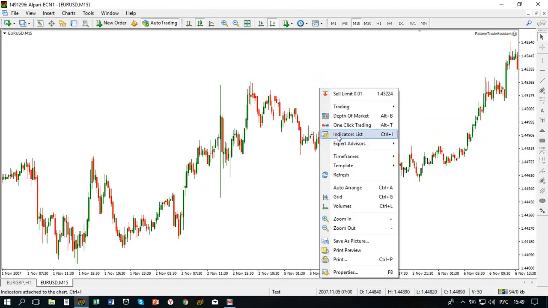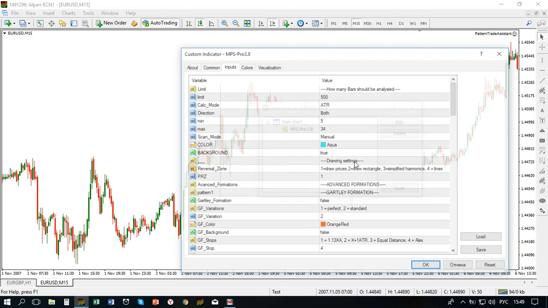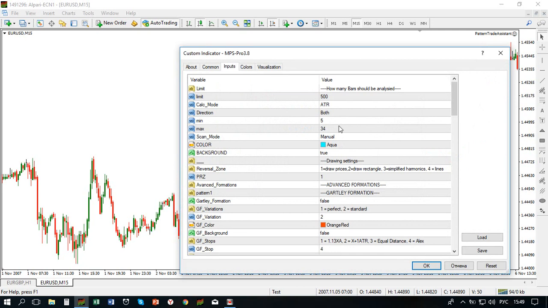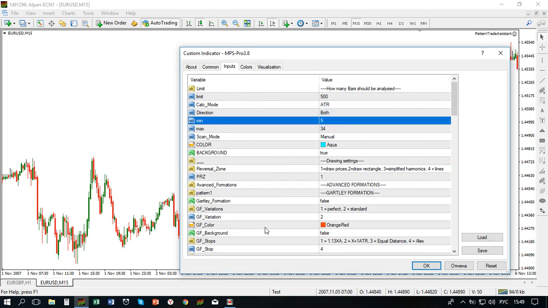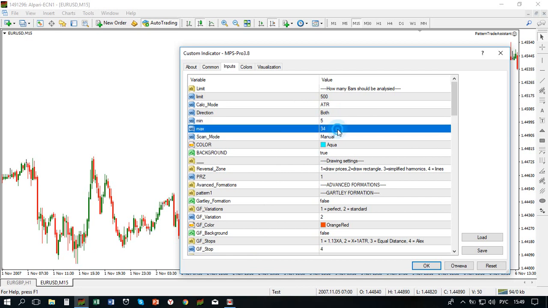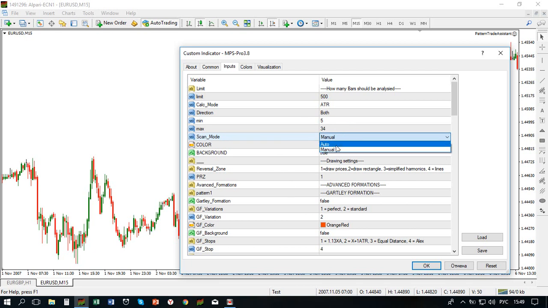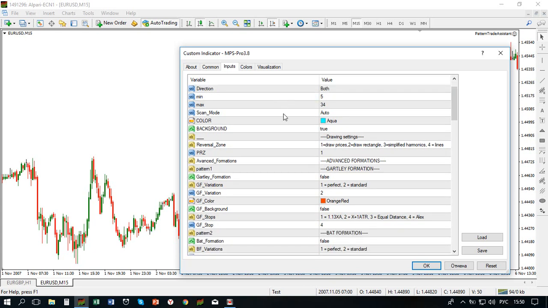What else? I will do the backtest of a pretty wide range of Cyphers, starting from 5 ATRs and ending at 34 ATRs, pretty wide range. Let me switch that to auto, and let me switch this to -1. This means that the software will look through the whole history of the chart. My history starts from November 2007, and the chart is Euro-dollar 15-minute.